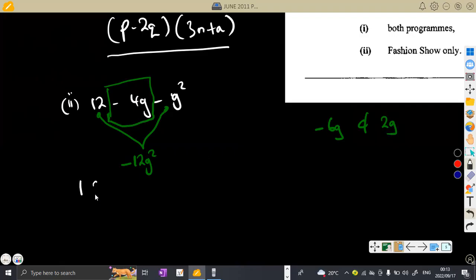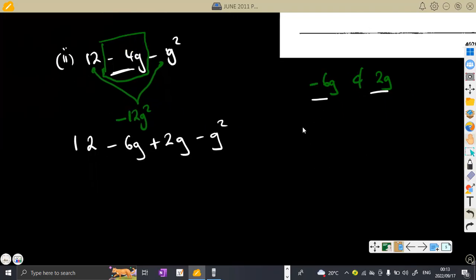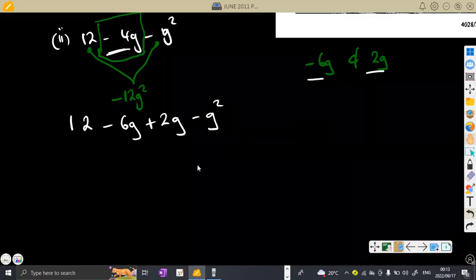So the expression is going to be 12, and in place of minus 4G, you replace these two terms, which is negative 6G plus 2G, minus G squared. All right, so from this part, I'll be able to factorize.